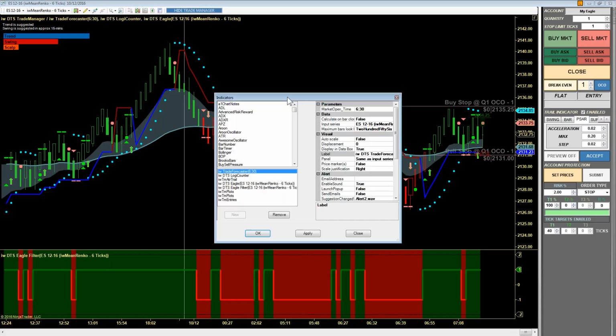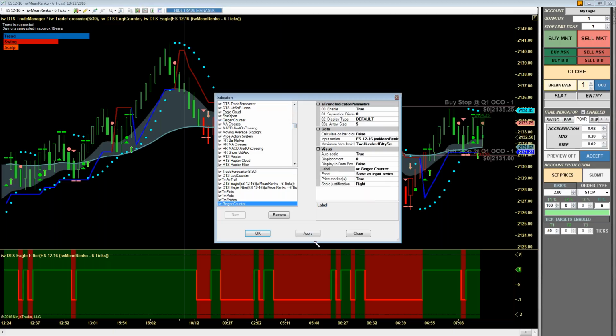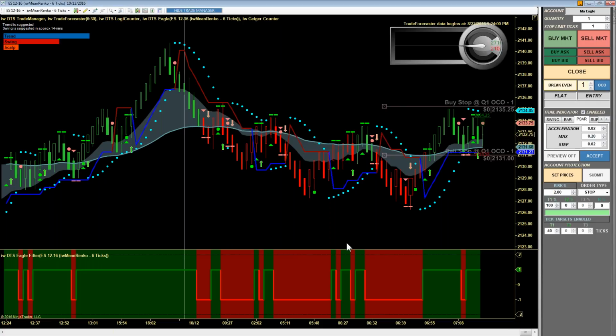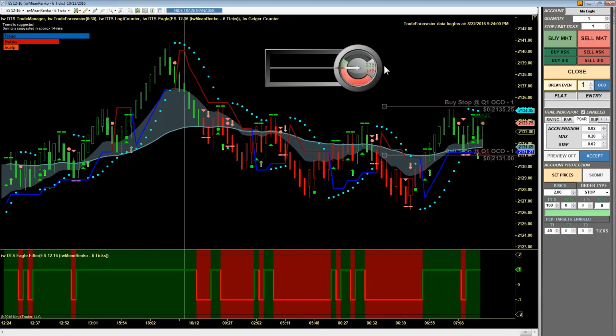Let's throw another tool on here. I forgot to show you guys the Geiger counter. So this tool is the Geiger counter. It's essentially a tape reader. So you're going to see the tape build here. So you can get a visual of the buying and selling, really is what it is. Sometimes that's a little bit easier to interpret.